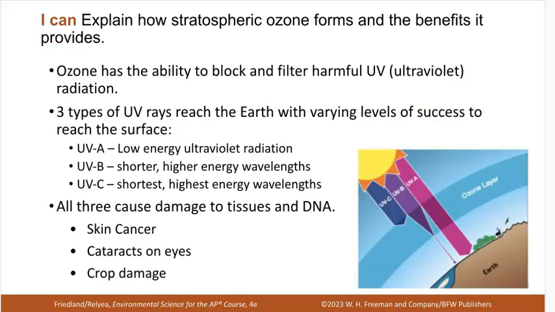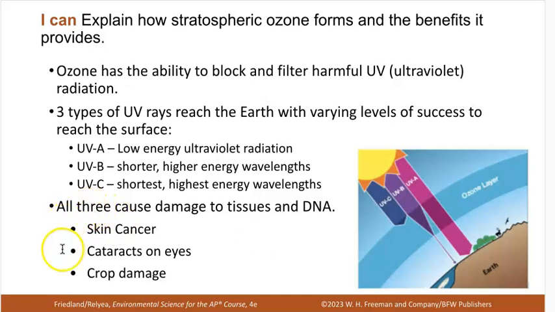And so ozone is good for us. It blocks harmful UV rays, certain types, to varying levels of success. So we have UVs A, B, and C. And when you're getting sunscreen, try to find protection that covers more than just one type of UV. All three types of UV cause skin cancer, cataracts on eyes, which is like a filmy, kind of a hard filmy substance that a lot of older people have to get cataract removal surgery to get rid of. And it can cause crop damage.